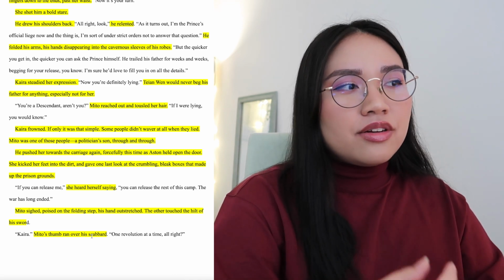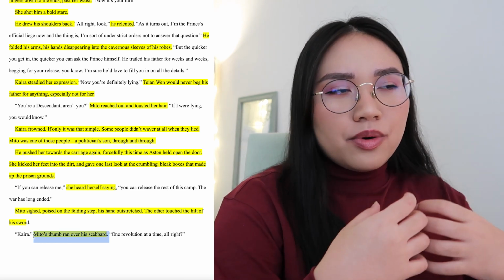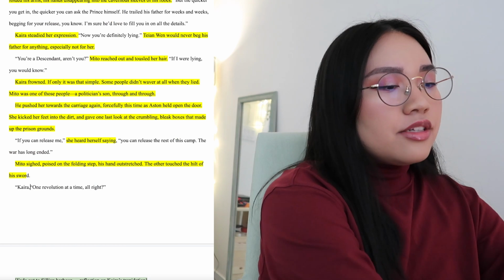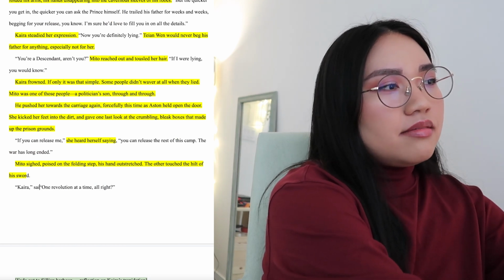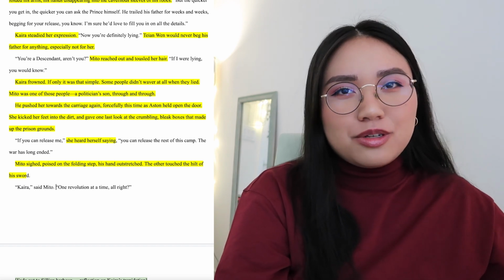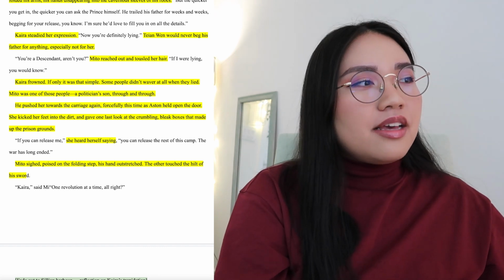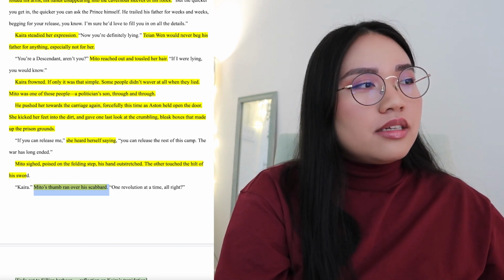So in the place of dialogue tags, I'll often use character gestures because I think they're a lot more evocative. This could have easily been "Kyra said Mito." The reason I like to use character movements and gestures and descriptions, if I can get away with it instead of a dialogue tag, is because it's just a lot more evocative.